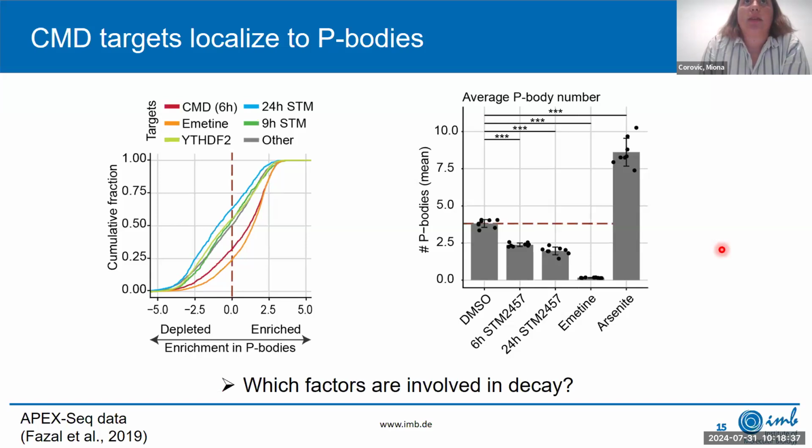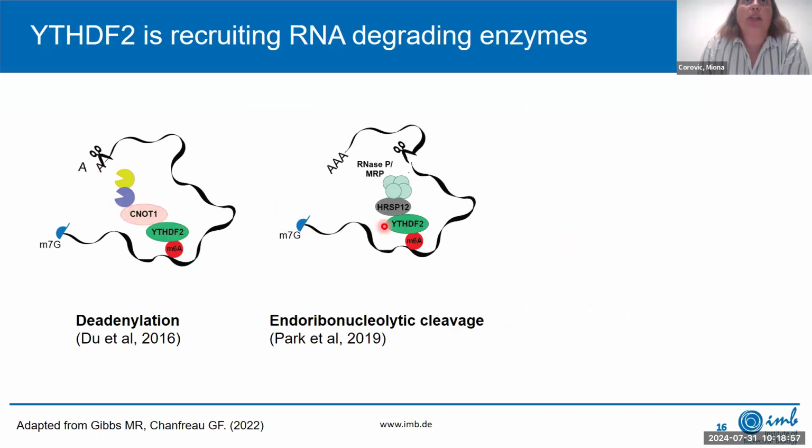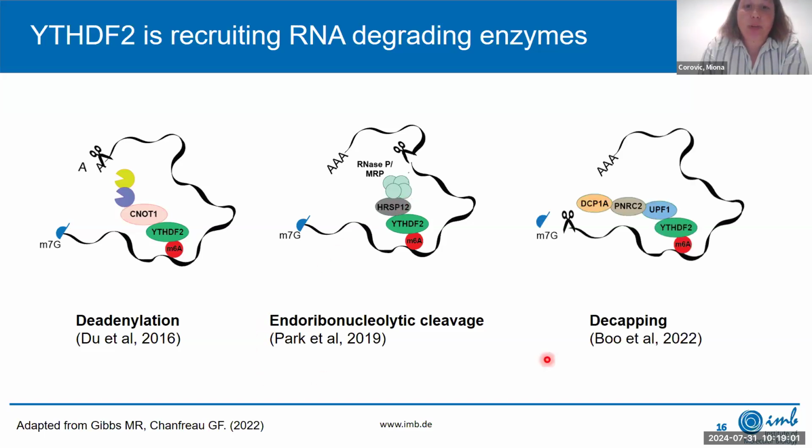we didn't answer the question which other factors are involved in the decay. And once again, we went back to our main reader proteins, and we went back to the already published mechanisms in which M6A is leading to decay, where it was published either through interaction with CNOT1, where it leads to deadenylation, with HRSP12, where it leads to endoribonucleolytic cleavage, or through UPF1, when it leads to decapping.